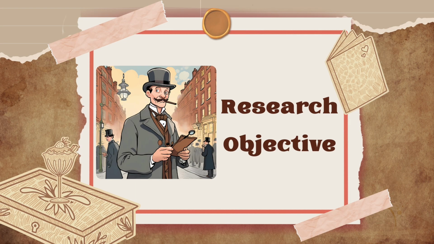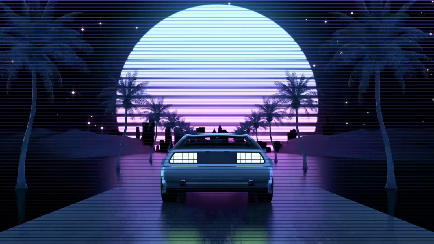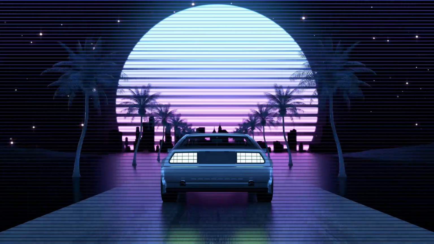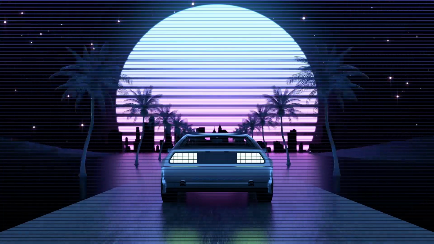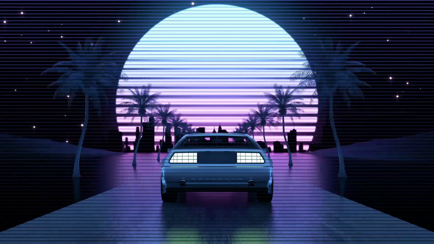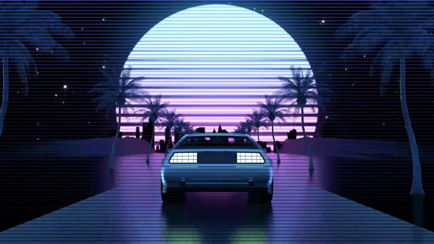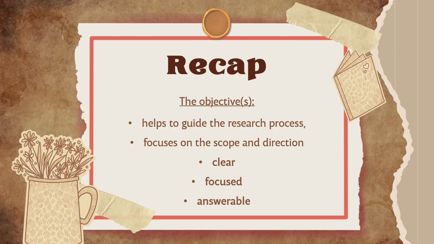This is your objective, the sidekick that takes the problem statement to the next level. The problem is the mission, and the research objective is the precise plan to solve it. It's your how are we going to fix this? The objectives are closely tied to the research questions, providing a clear roadmap for tackling these inquiries. This connection helps keep the study on track, ensuring that each objective plays a meaningful role in answering the broader research questions effectively.